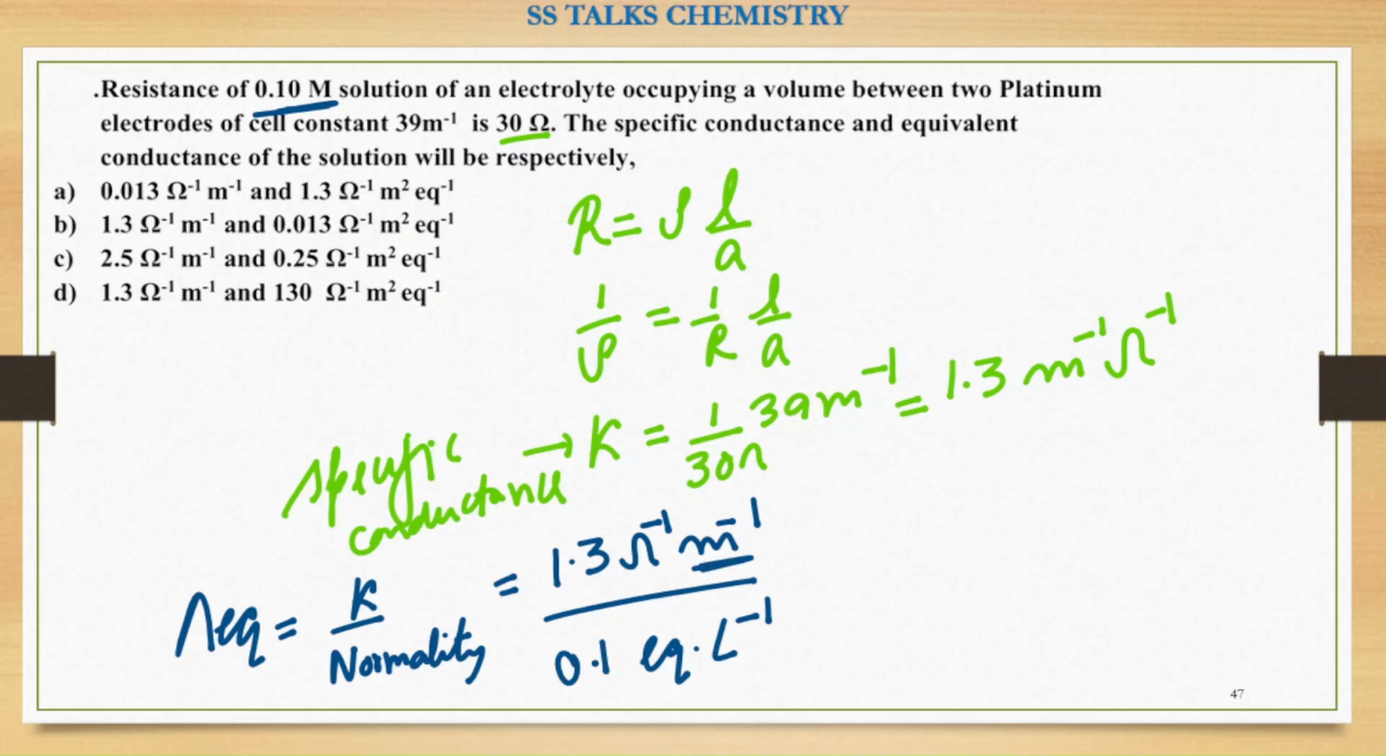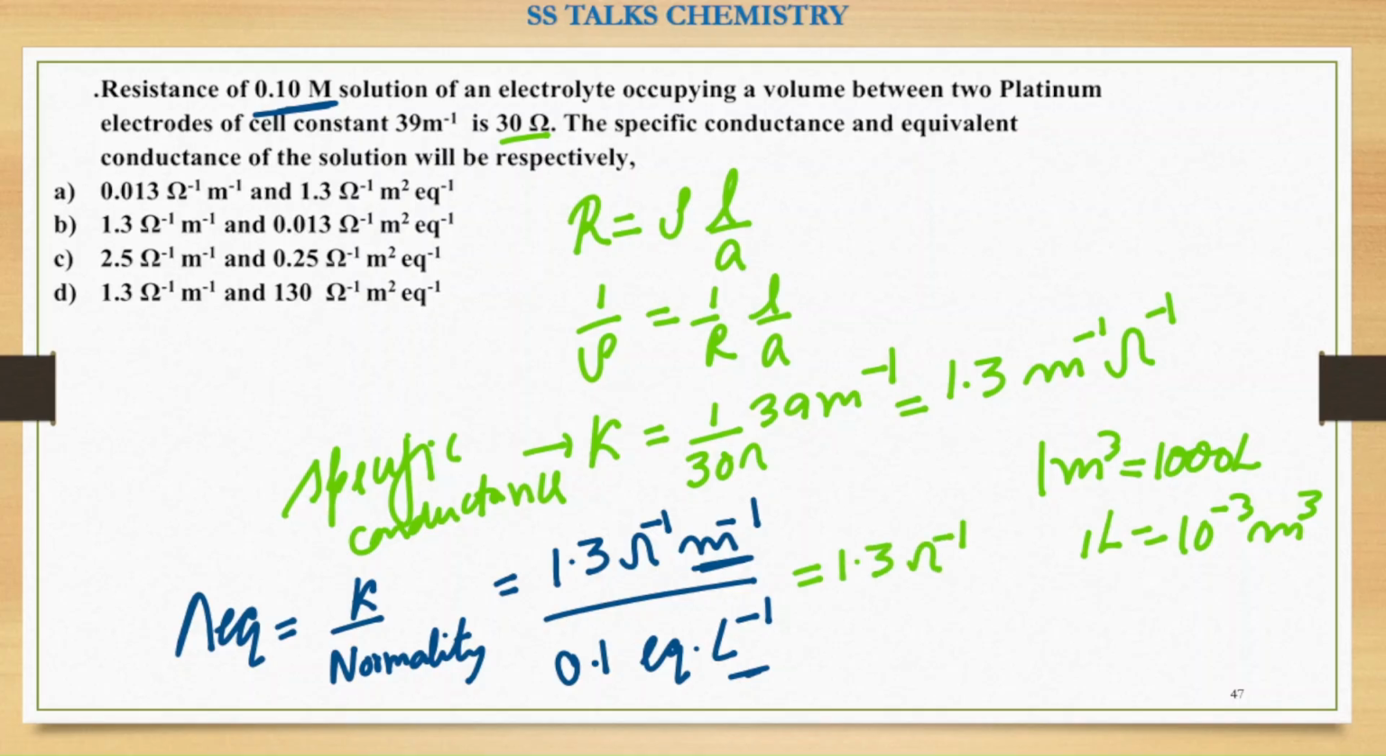Now here you have the unit of meters, and here we have this liter term. So convert this liter into meter cube. For the conversion, we know that 1 meter cube is equal to 1000 liters. So 1 liter will be equal to 10 raised to the power of minus 3 meter cube, right? Substituting this in place of the liters, we get ohm inverse meter inverse upon 0.1 gram equivalent for the liter, which is 10 raised to the power of minus 3 meter cube. This in the inverse we are having, right?